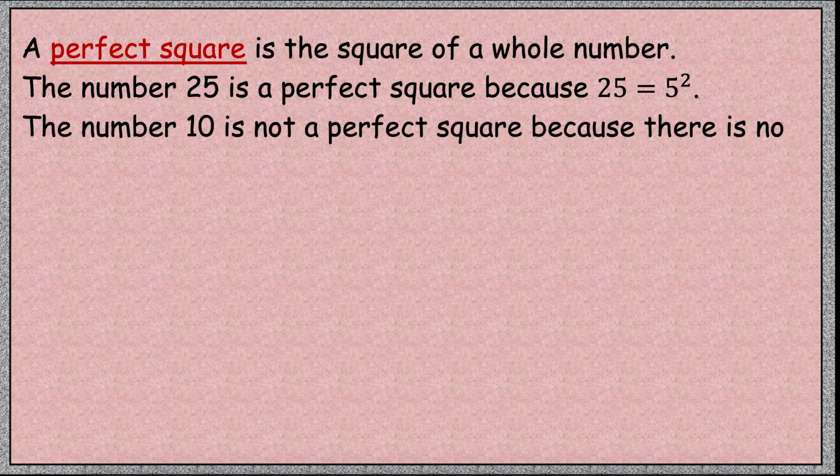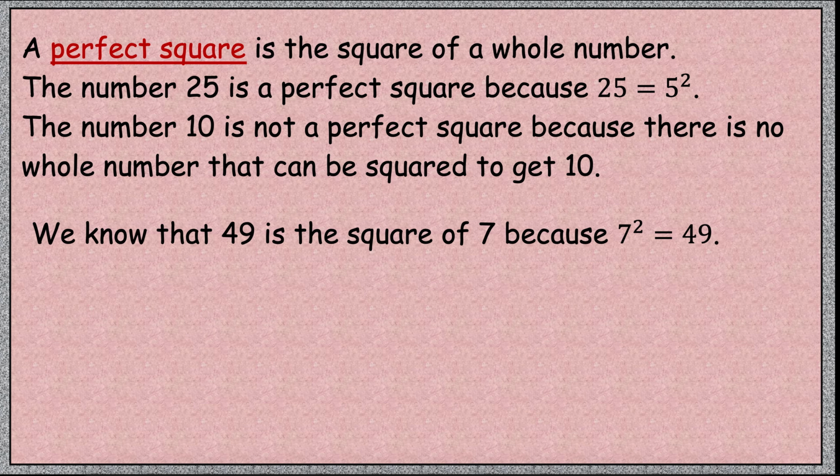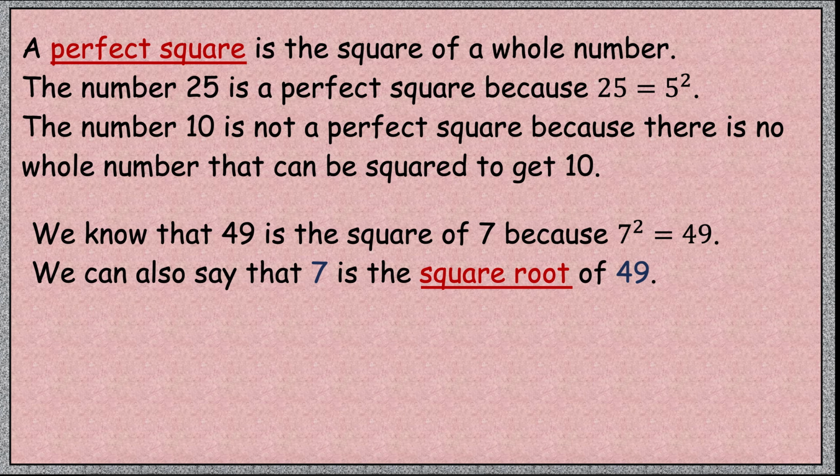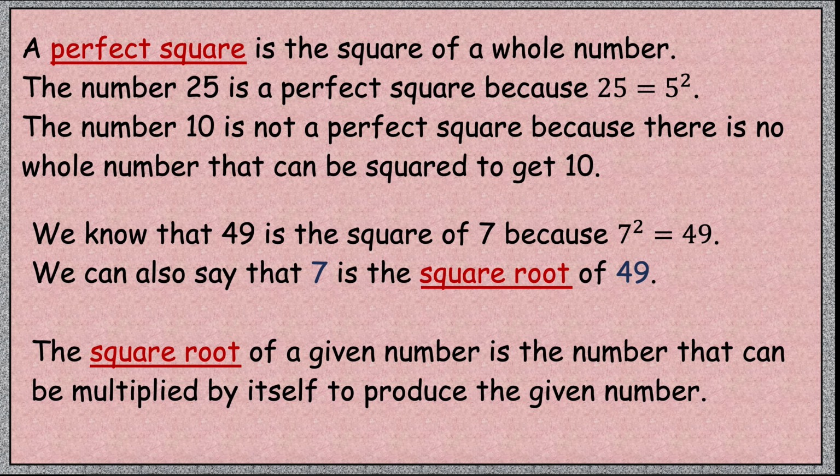The number 10 is not a perfect square because there is no whole number that can be squared to get 10. We know that 49 is the square of 7 because 7 squared is 49. We can also say that 7 is the square root of 49. The square root of a given number is the number that can be multiplied by itself to produce the given number.